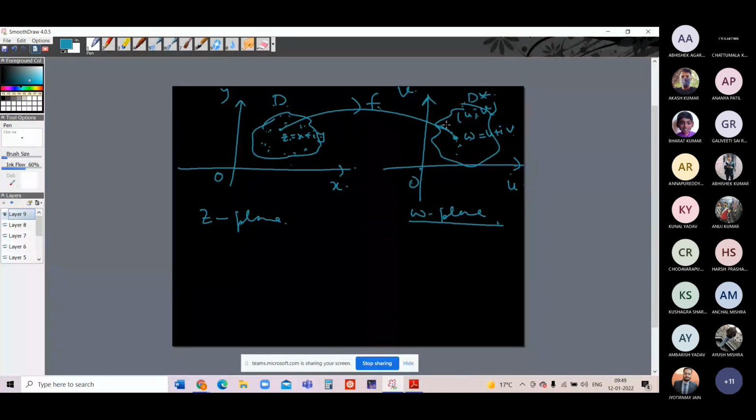So what will happen? Where will f map this domain D? Into D star. So a domain D in the z plane is mapped into the region D star. We called it a region because we don't know whether it is open or not. So it will map it in the region D star under this f. So the image of this D under this f is D star.